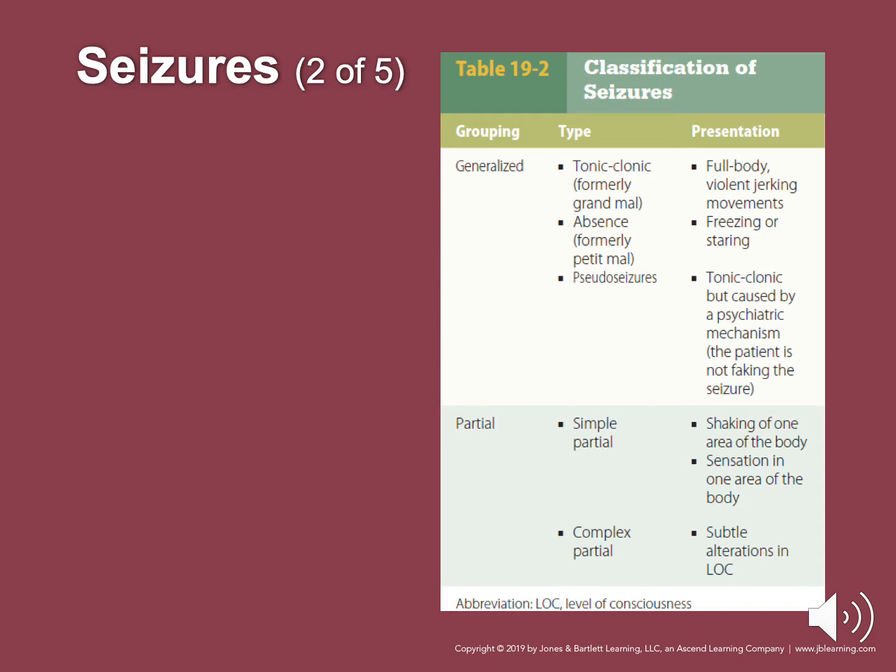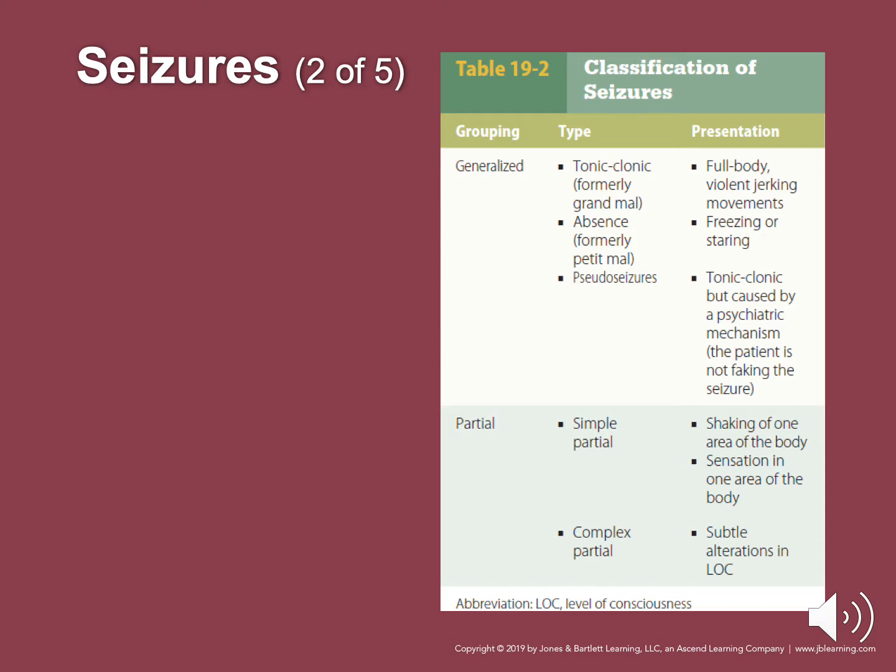Partial seizures: a simple partial seizure involves the movement or sensations of one part of the body. When originating in the frontal lobe, they involve movement in one part of the body. When originating in the parietal lobe, they involve sensations, and it may stay in one part of the body or spread from one part to another.